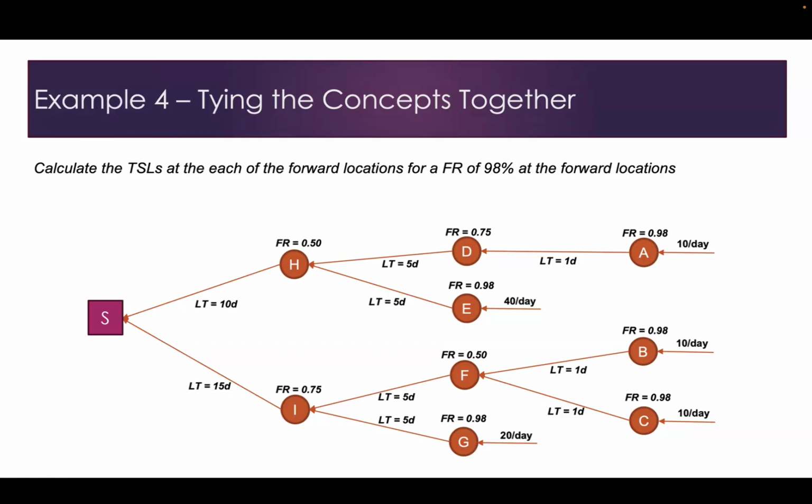I'm guessing the answer is by de facto yes. Maybe there's not a choice there. So anyway, what I do want to solve for is the forward locations at 98% fill rate, which I've indicated here, and I've given fill rates here of 0.5, 0.75, etc. So each location has a fill rate.